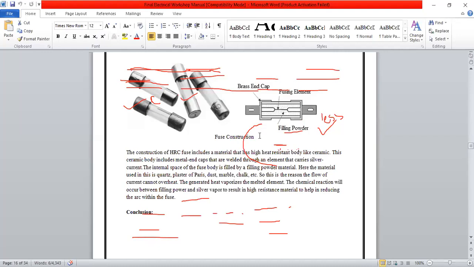Okay, is there any doubt? Hello. This is also one of the study experiments. Is there any doubt?